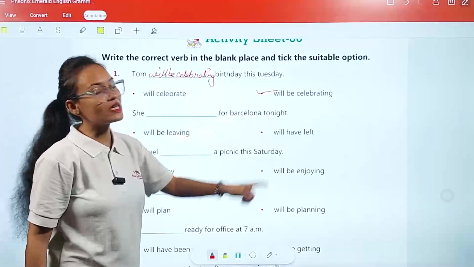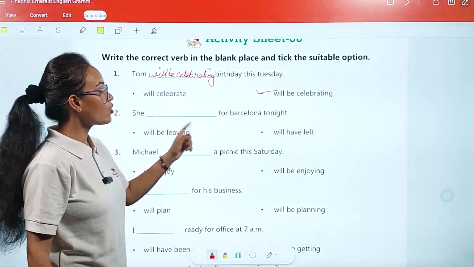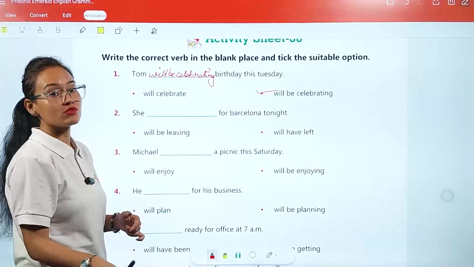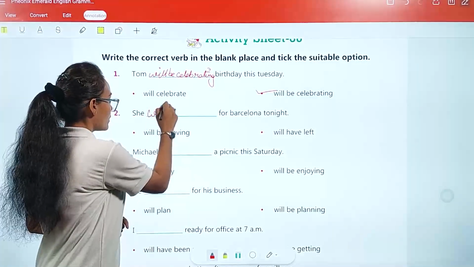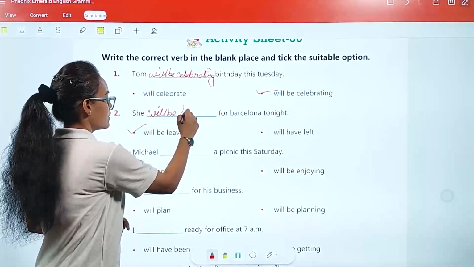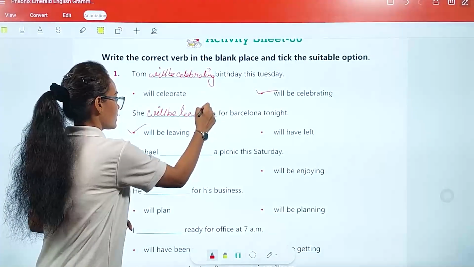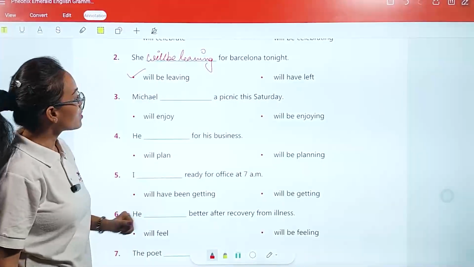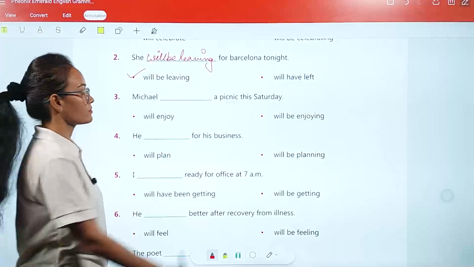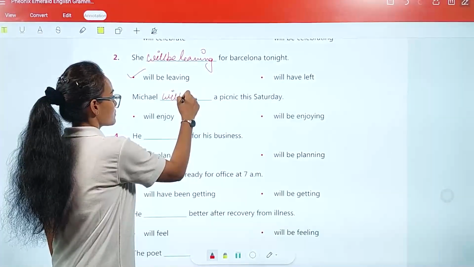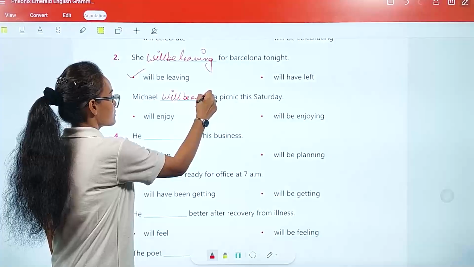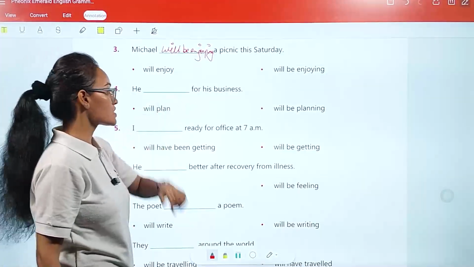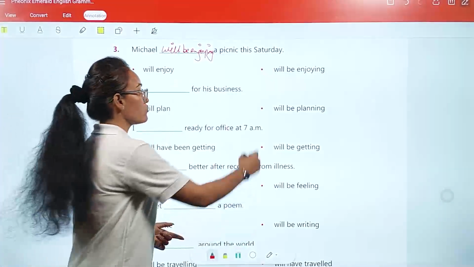She dash for Barcelona tonight. She will be leaving or will have left. She will be leaving. Now the third one, Michael dash a picnic this Saturday. Michael will be enjoying a picnic this Saturday. Fourth, he dash for his business. He will be planning for his business.